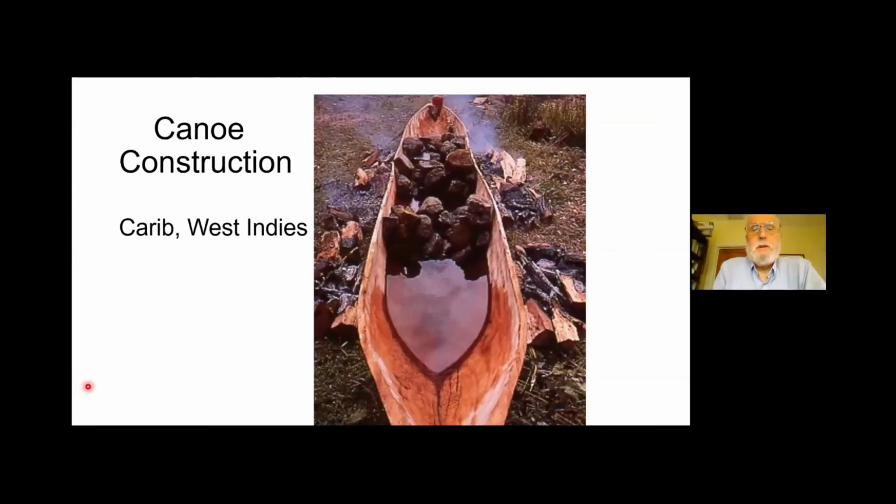And here's an example of canoe construction. This is actually on the people of the West Indies, but making a large canoe using hot water, carving it out, and then using hot water and heavy stones to continuously force the sides of the tree together until it becomes a canoe.